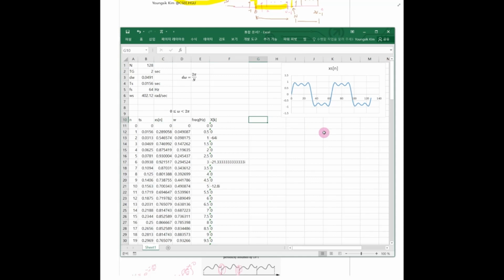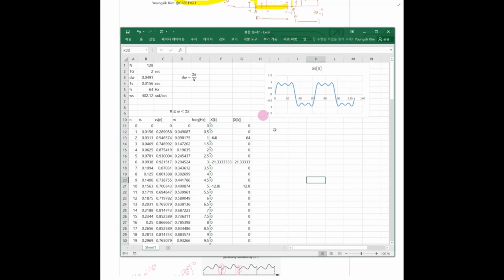Then I would like to find out the magnitude of that one, the absolute value of Xk. You know that this is the same as index k, so this is 0 to any index. So k refers to this index and also refers to this index. I would like to find out the magnitude of this one using ABS, and then I can find the magnitude.